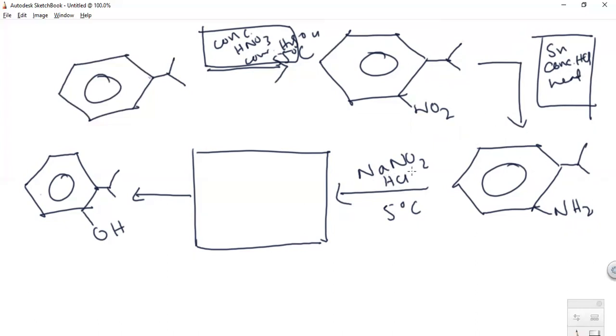Sodium nitrite is being added with HCl at 5 degrees centigrade. We know this reaction, isn't it? If you can't remember, then try to go back and see the formation of benzene diazonium chloride. So this is the reaction of benzene diazonium chloride. This is completely just like whatever is given in the lectures, whatever is being taught. This is simple reactions. Nothing too fancy is given here. So these are the reactions we already know.